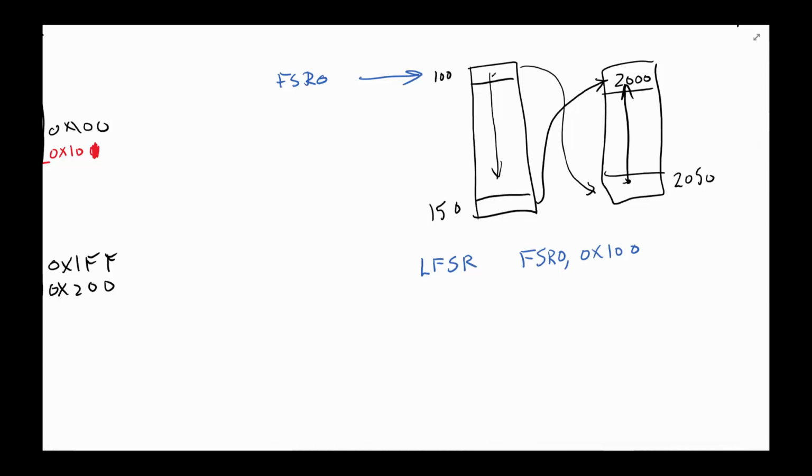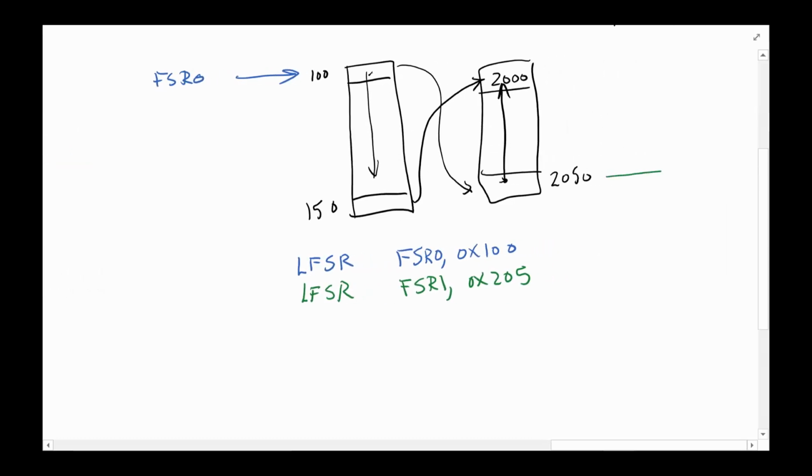And then I can come over and say, okay, now go ahead and LFSR again. This time I'm going to use FSR1, and I'm going to set that to 2050. So what did I do now? Well, I took FSR1 and I pointed it right there. Okay? So, great. Now what?